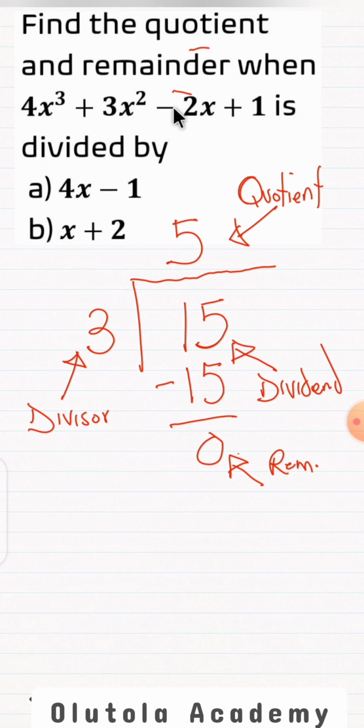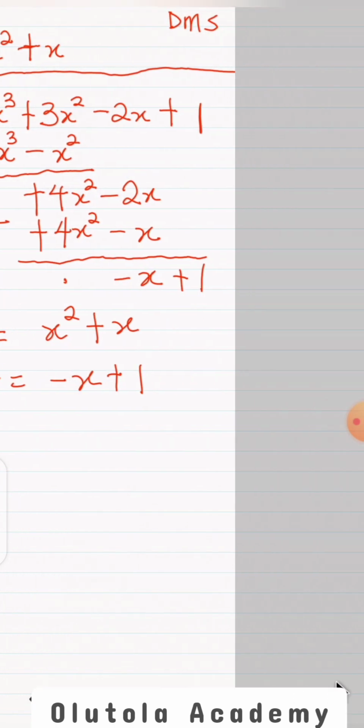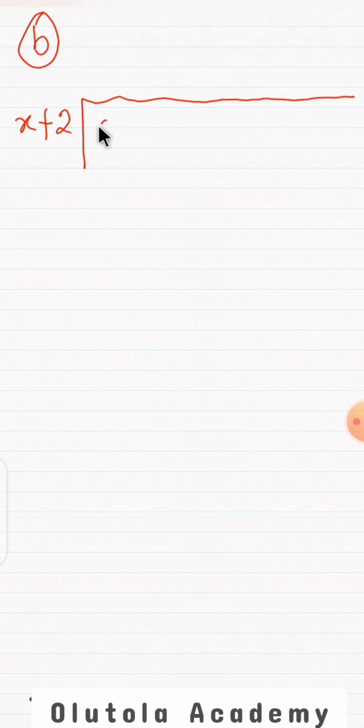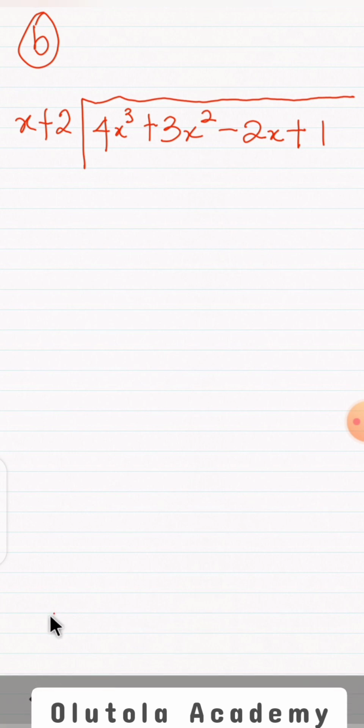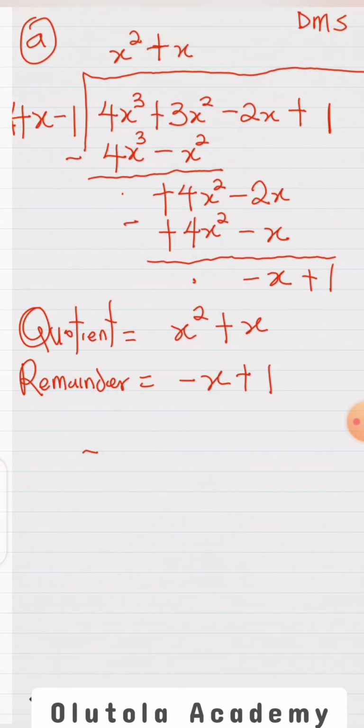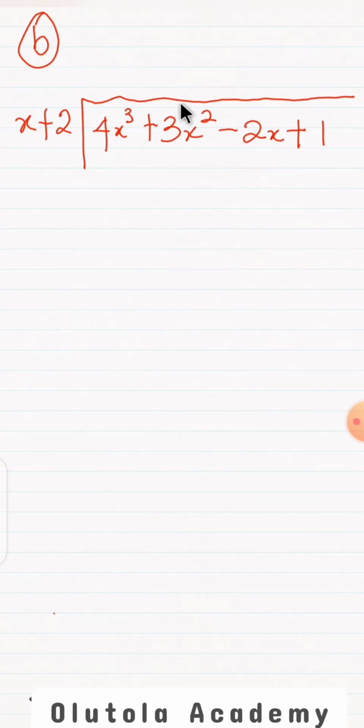The second one is dividing this function with x plus 2. So let's go there. We have the second question. We have x plus 2. I'm dividing it with 4x cube plus 3x square minus 2x plus 1. Please let me check to see if I am correct. Okay, I'm correct. So we go with that now.